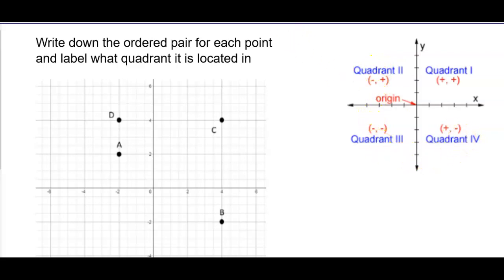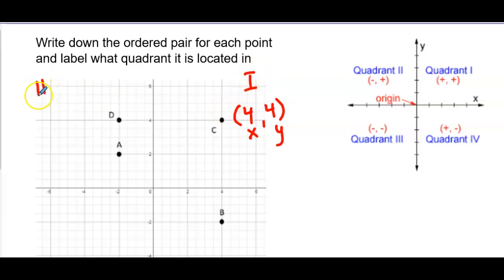So if I want to write down the ordered pairs here, remember every ordered pair is an x first, then a y. So the x value here would be at positive 4, and the y value is also at positive 4, and that is in quadrant 1.